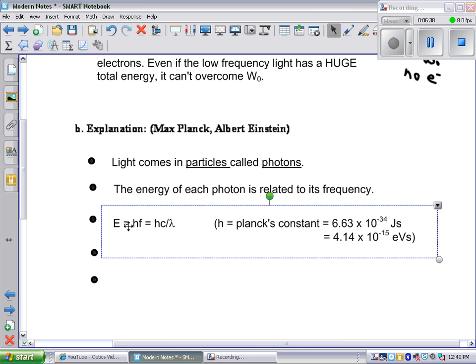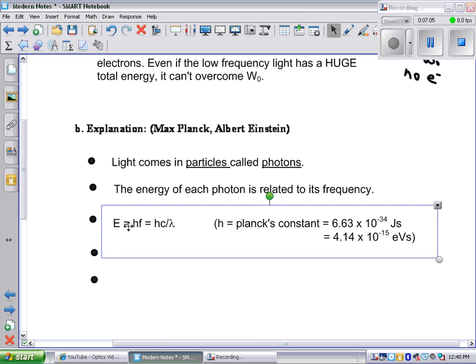Okay? Now, there's an equation he came up with. The energy is equal to hf. Okay, f is the frequency, and then h is Planck's constant. Now, if you want your answer or you have information in joules, you use the top version of it, 6.63 times 10 to the minus 34th. If you want your answer or you're given information in electron volts, which is another energy unit, you're going to use the other version of Planck's constant.